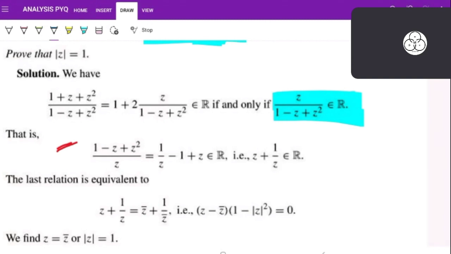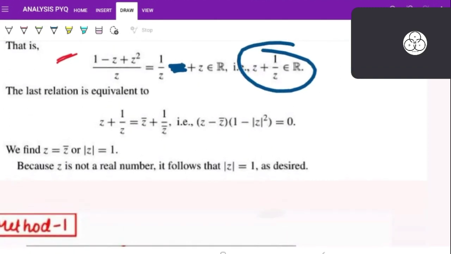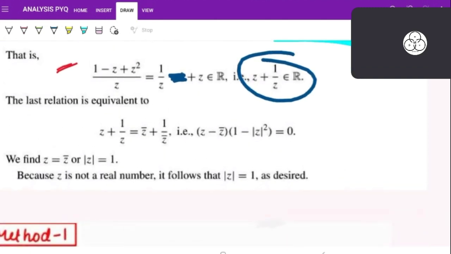Now 1 minus 1 belongs to the reals, so we can ignore that. z plus 1 by z belongs to the reals. Now we will apply that this belongs to the reals. That means its conjugate will belong to the reals.